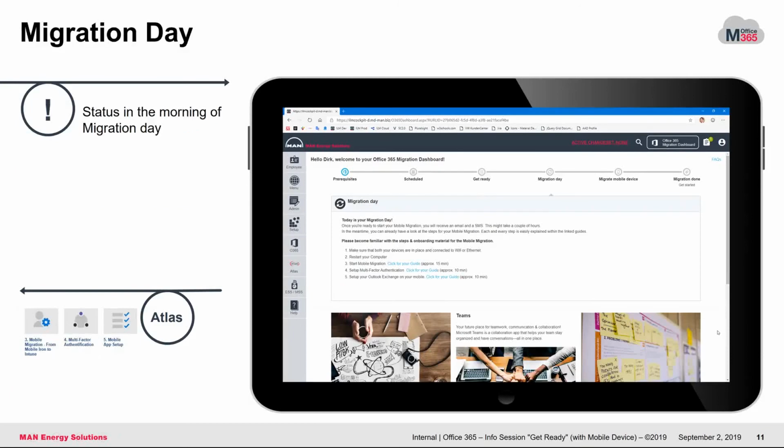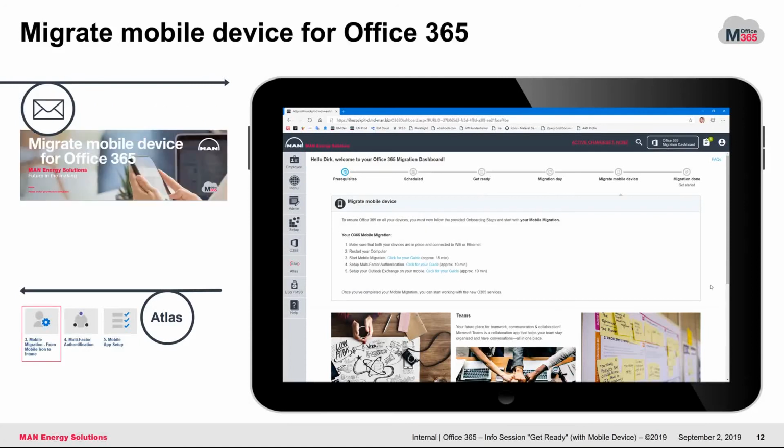On the morning of migration day, as already mentioned, the status will change. Here as well, you will get the notification about which guides you have, but there is no email because now you cannot start with your mobile migration. You can only start with your mobile migration when you receive the email Migrate Mobile Device for Office 365. And now you actually need to get started. Here it is important that you go through the guides step by step and have a look at what you have to do.